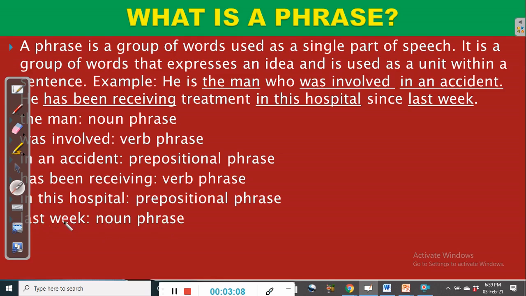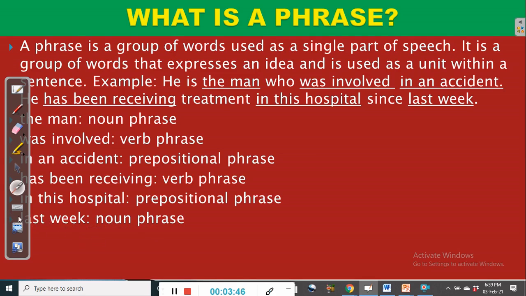All right? And you know that last week, even though it's structurally a noun phrase, is functionally an adverbial phrase as well, because it can provide answer to the question when. Since when has he been receiving treatment in this hospital? Last week. So it's an adverbial phrase of time. Structurally, it's a noun phrase because it's made up of a determiner and a noun.